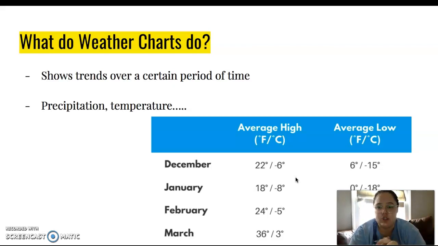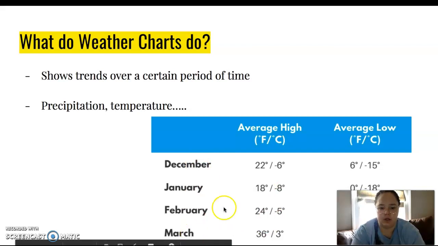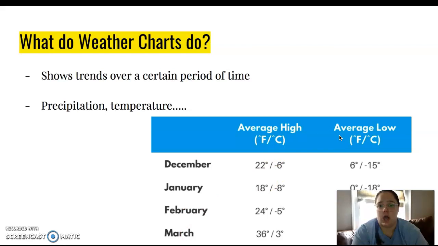So these show trends, and trends are like what is happening throughout time over a certain period of time. So in this specific chart, it tells us from December to March what the average temperatures were. And these can talk about temperature like this one does. It can tell us precipitation. It can tell us lots of different things about weather. It can tell us the wind speed. Really anything that is about weather, charts can tell you about.